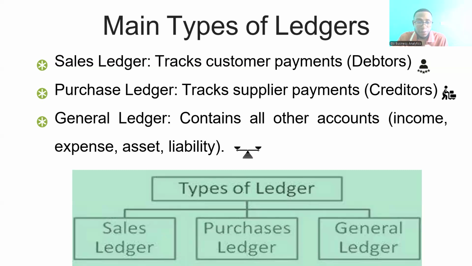When somebody buys from you and doesn't pay, that person is your debtor. So you're supposed to record that money in a debtor's ledger, right? And then if you buy, and your supplier comes and supplies you goods, and you've not paid, you are a debtor, but that person is your creditor.